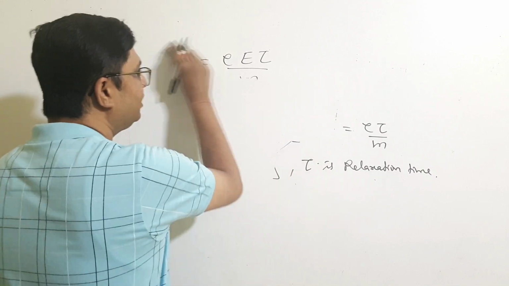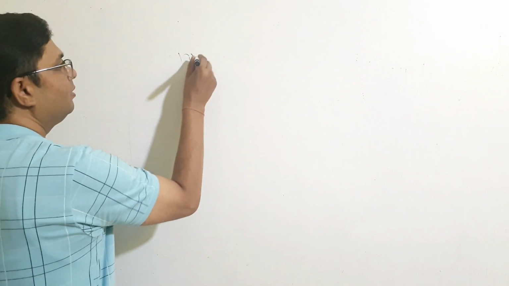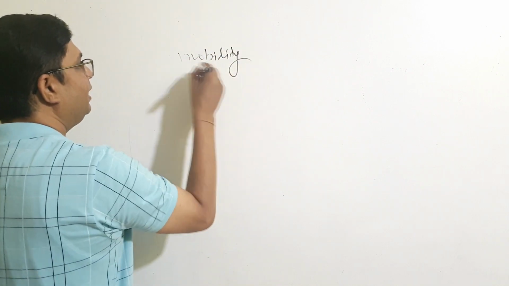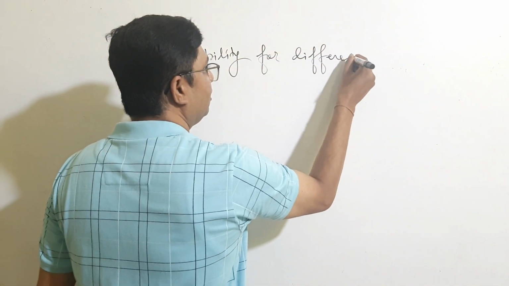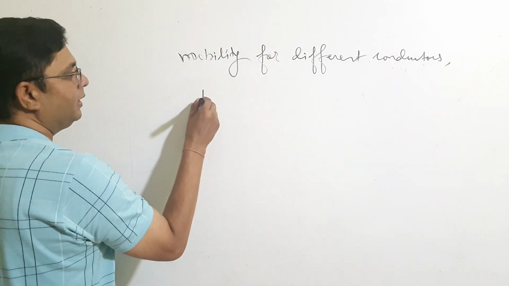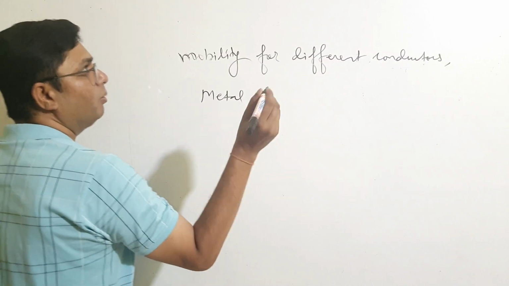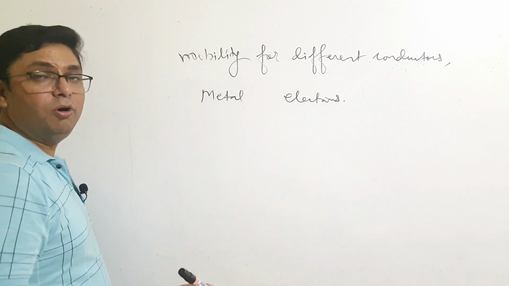Now you have different types of conductors. Mobility for different conductors is different. A metal is a conductor, an electrolyte is a conductor, ions are conductors. What about their mobility? Let us see mobile charge carriers for different conductors. Suppose you are taking metal. For metal, the mobile charge carriers are electrons.